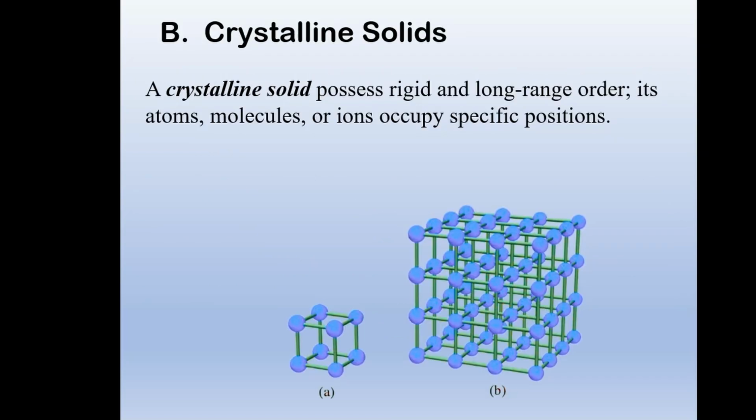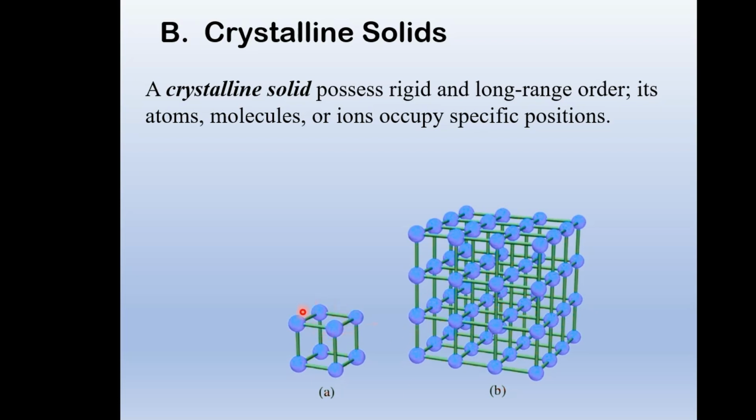One of the last parts of chapter 12 is on crystalline solids. So we saw the quartz had a very regular reoccurring pattern. The crystalline solid is going to possess a rigid long-range order. Its atoms, molecules, or ions occupy specific positions.